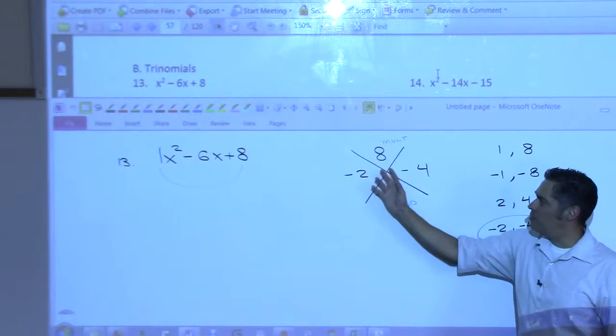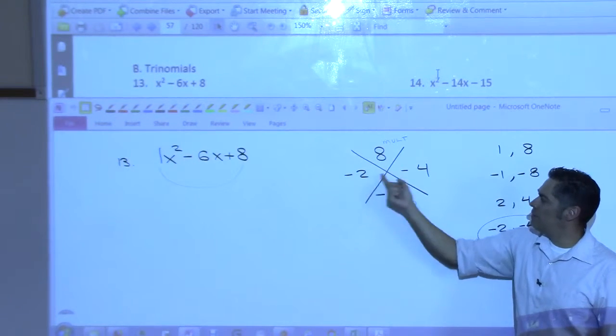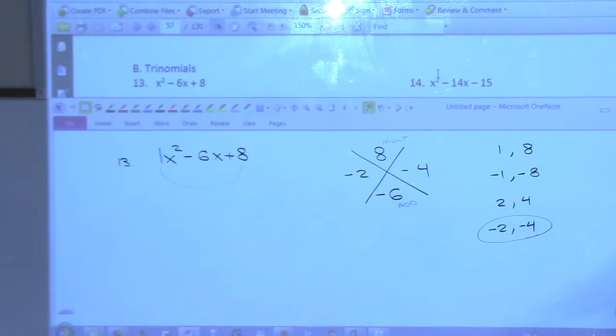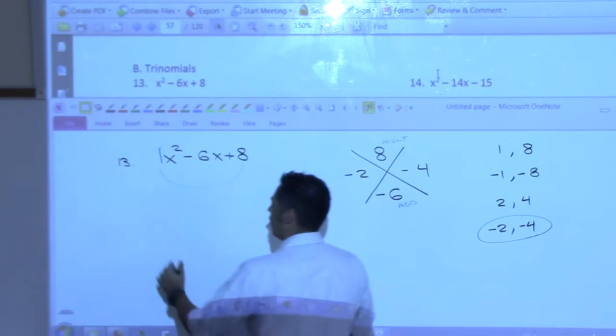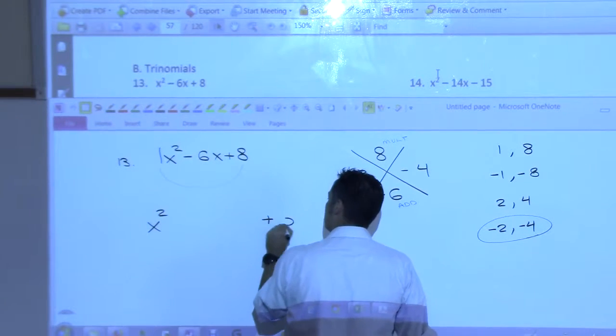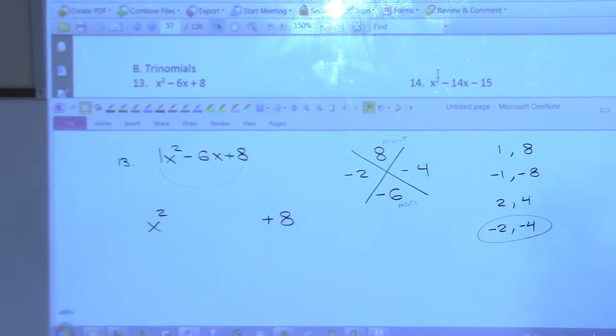It fills out this table. You have 8, -6, -2, -4: multiply to be 8, and -2 plus -4 gives you -6. Okay, so now what do we do with that? That's the big question. Now that you've found the numbers, what's the use? Here's what you're going to do. You're going to rewrite it, and you're not going to touch the two ends. X squared and 8 are going to stay the same, all right?